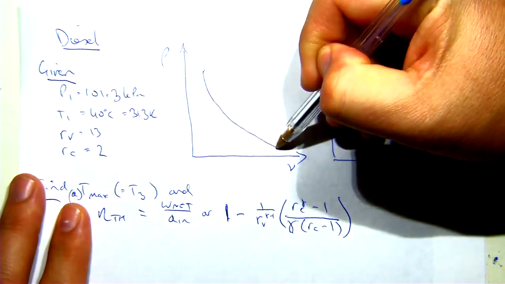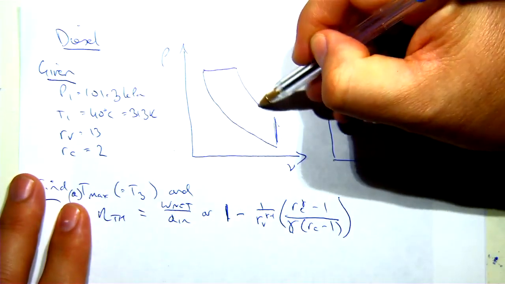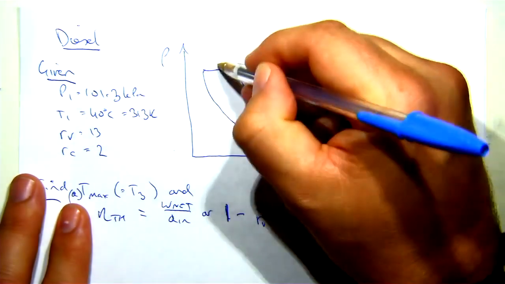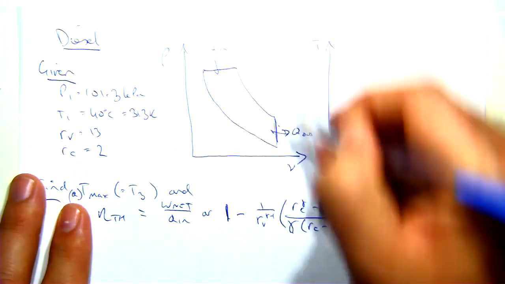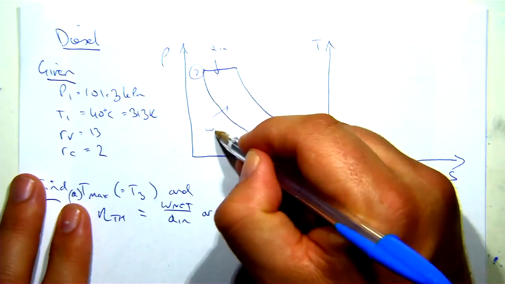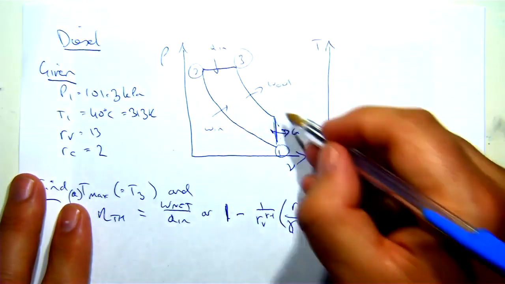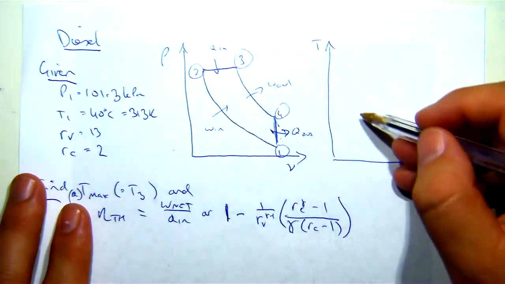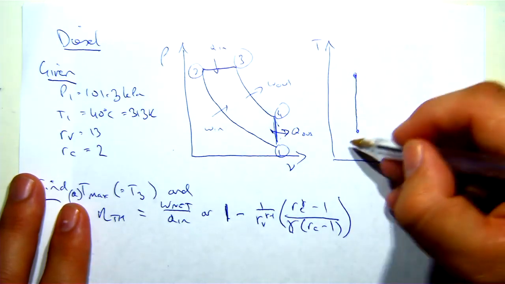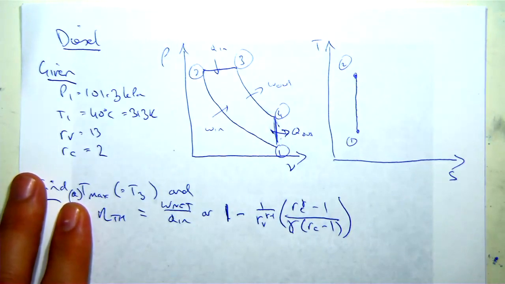So we get an isentropic compression, constant pressure, isentropic. This is Q out. This is Q in. Let's give some numbers. 1, 2. This is work in, work out. 3, 4. And over on the TS diagram, I've got an isentropic compression, 1, 2. Isentropic on the TS diagram is straight up and down.